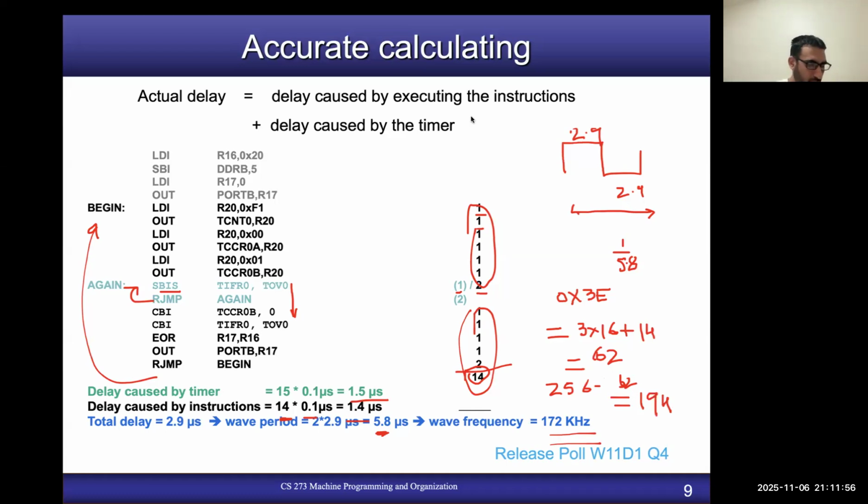So 1 divided by 8 is 0.125 microseconds. So when I multiply 1 with 194, I get 24.25 microseconds. So the half period will be 24.25 microseconds, and the full period of one period of the wave, you can simply multiply it by 2, will be 48.5. Okay, so that is how you can find the delay. Any questions?